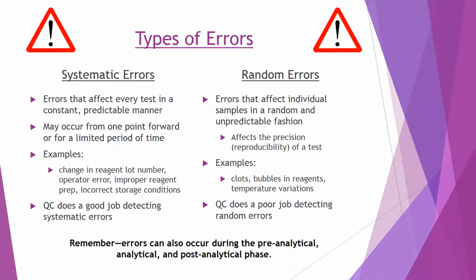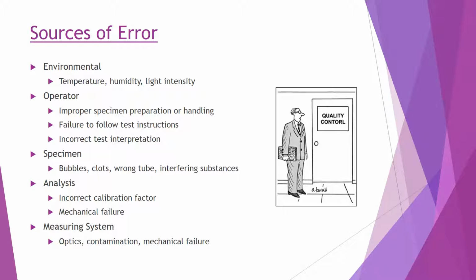No matter what kind of error occurs, the goal is to identify and eliminate them. We don't want those errors to happen if we can prevent them. There are some common sources of errors. They can be environmental in nature, due to operator error, compromised specimen integrity, or analytical errors in measuring systems. Examples for environmental: maybe the temperature is not correct or the light is too intense, since some reagents are light sensitive. For specimen integrity, maybe you have a clot, it is in the wrong tube, or it has some type of interfering substance in it. For the analysis, maybe you have the incorrect calibration factor, or a mechanical failure. There are some other examples listed there as well.